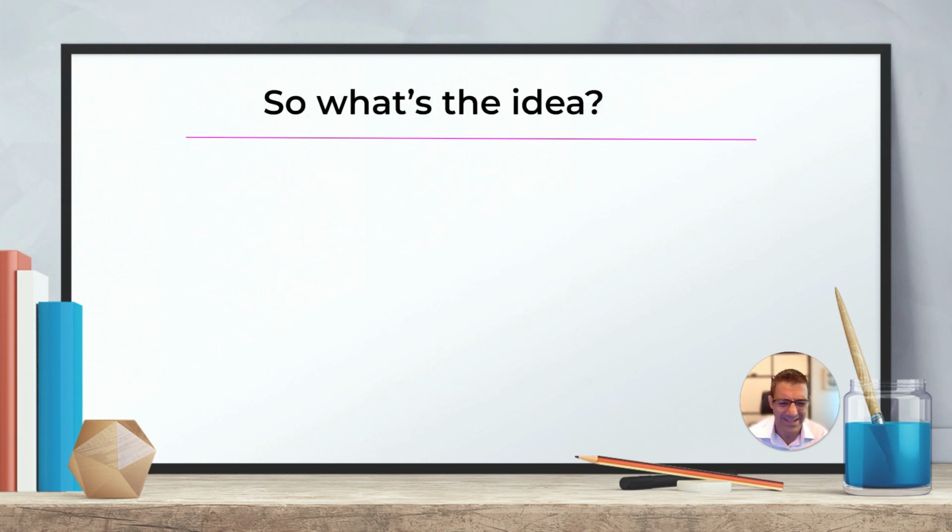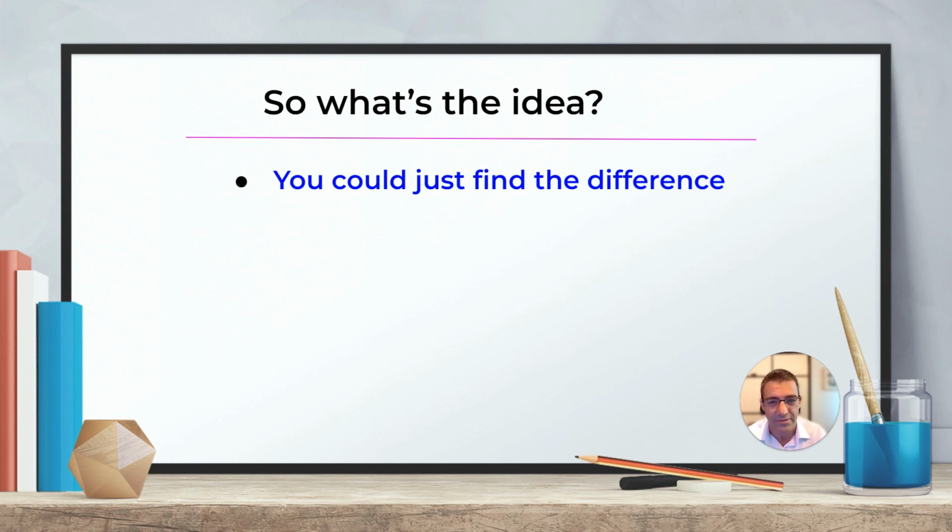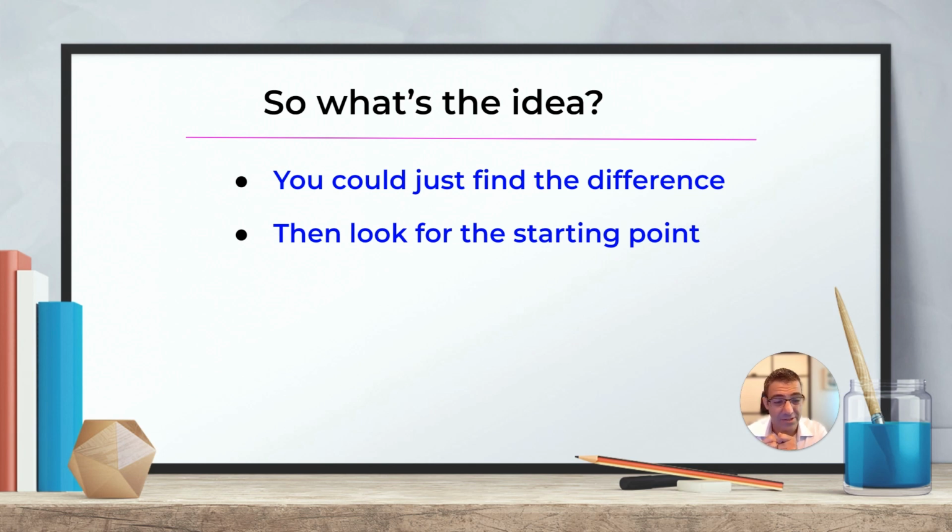So what's the idea in general? You could just find the common difference of a sequence, and then you could look for the starting point and then realize that it's a version of some kind of times tables. So in this case, because we're looking at 3n's, it's a version of the 3's times tables. If you're looking at 5n's, it would be a version of the 5's times tables.